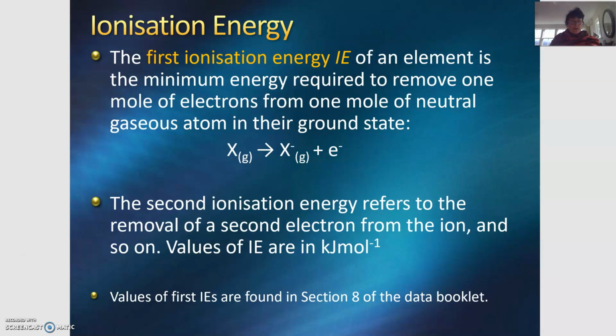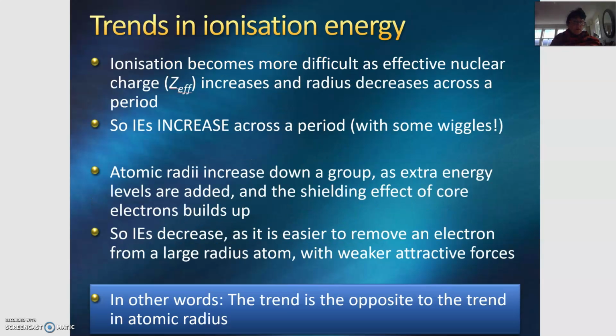Let's just look at trends in ionization energy. I'm trying. Here we go. It becomes more and more difficult to remove an electron from an atom as the effective nuclear charge increases. And it also becomes more difficult as radius gets smaller. So in other words, ionization energy would increase across a period.